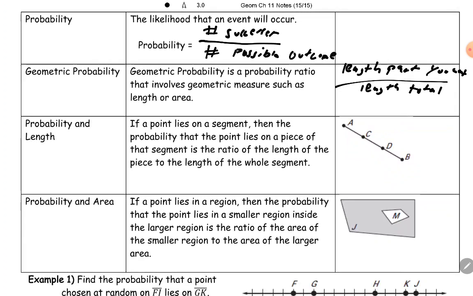If a point lies on a segment, then the probability that the point lies on a piece of that segment is the ratio of the length of the piece to the length of the whole segment. So if I wanted AC, for example, the probability of choosing a point between A and C is the length of AC over the length of the total, which would be AB.